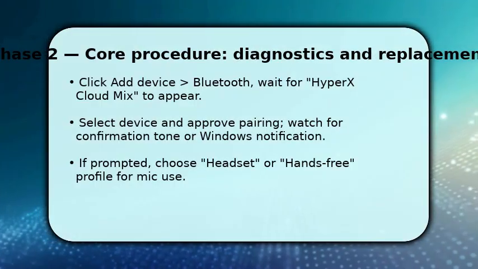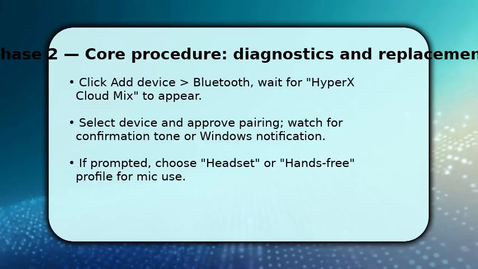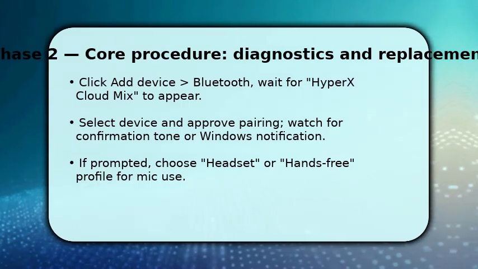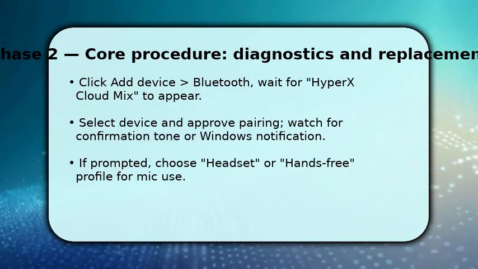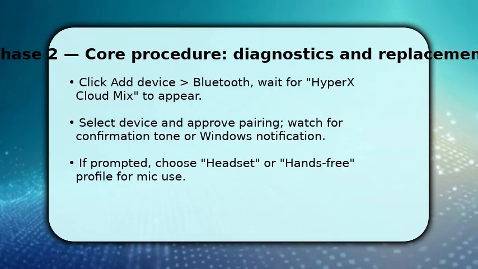You now perform the pairing. In Windows, click Add Device, choose Bluetooth, and watch the list. Select HyperX Cloud Mix when it appears. You should hear a pairing tone or see a Windows notification confirming connection. This is the handshake that establishes audio routes.